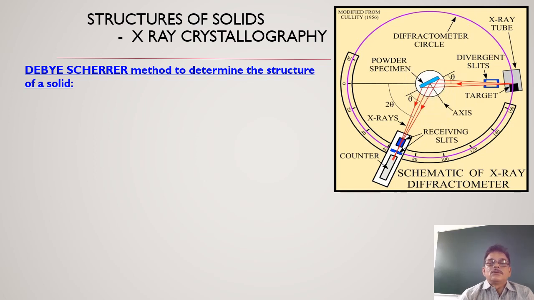Here, the solid powder is taken in a thin-walled glass tube or capillary tube, which is placed on a rotating plane. The crystal powder is placed on this rotating plane. The rotating plane is useful to rotate the crystal and to change the theta value.